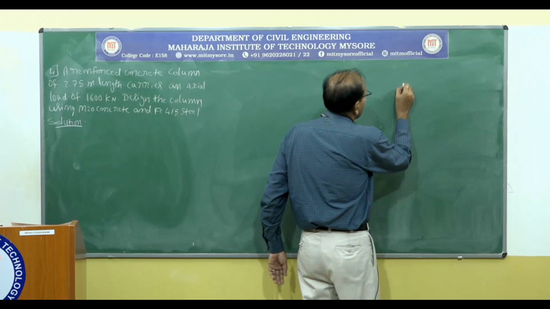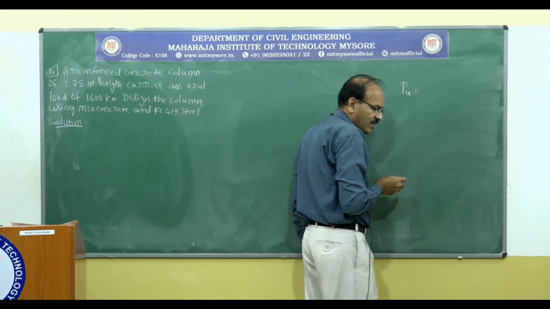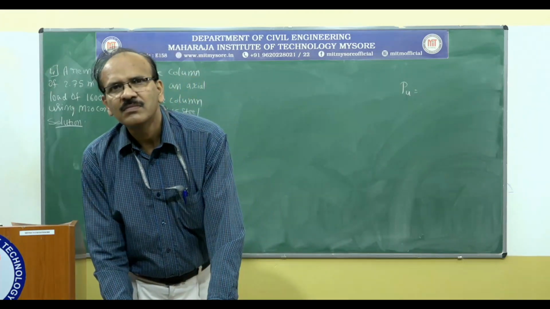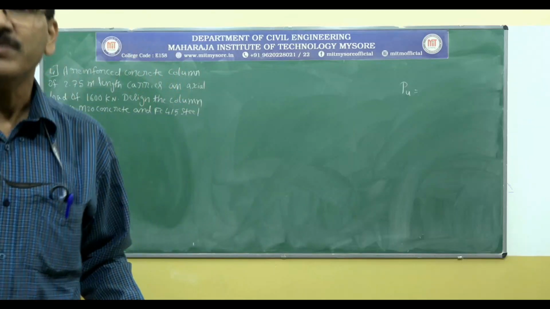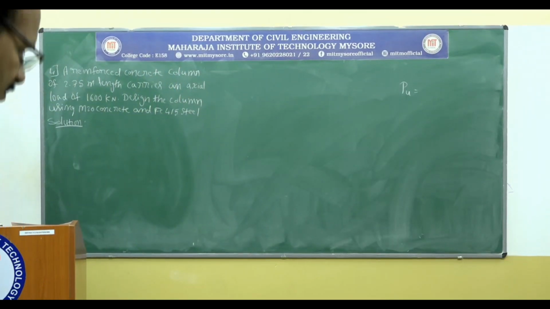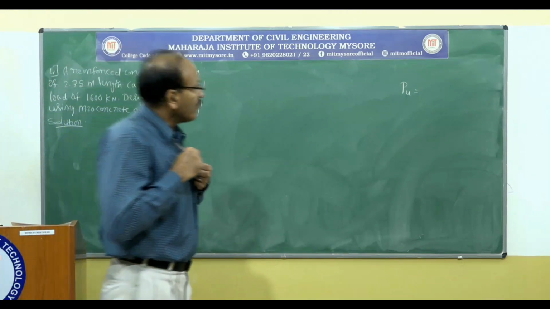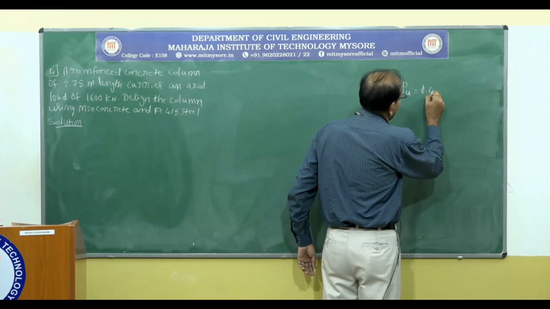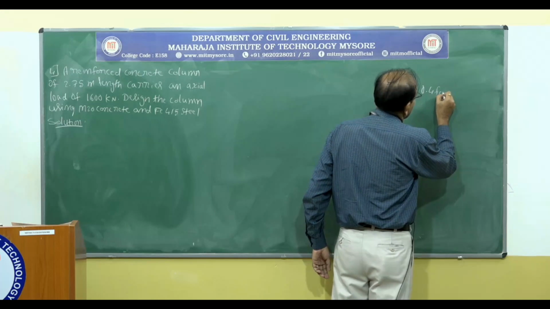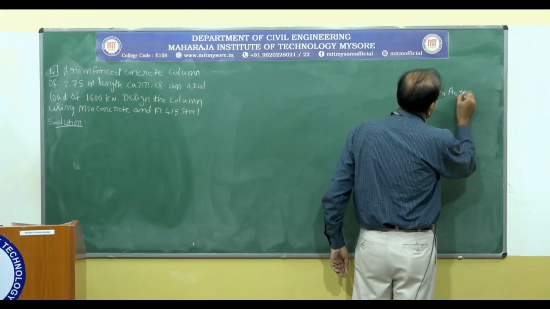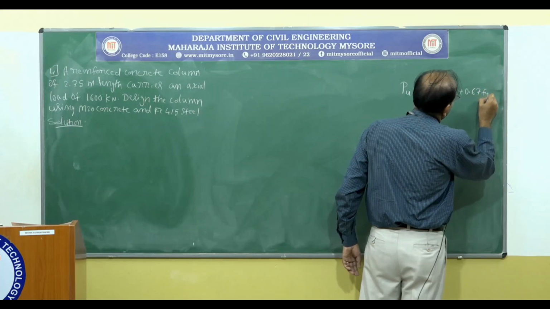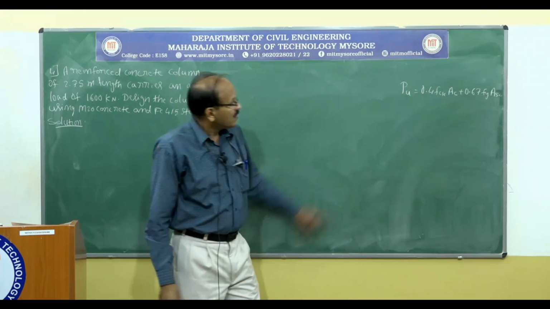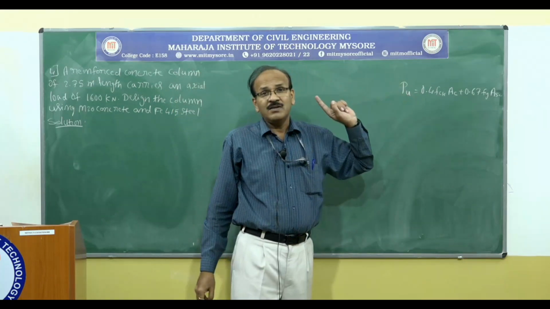I am going to write this formula which is given under 39.3. The formula goes like this: 0.4 FCK and area of concrete plus 0.67 Fy and area of compression steel. We have only this formula.